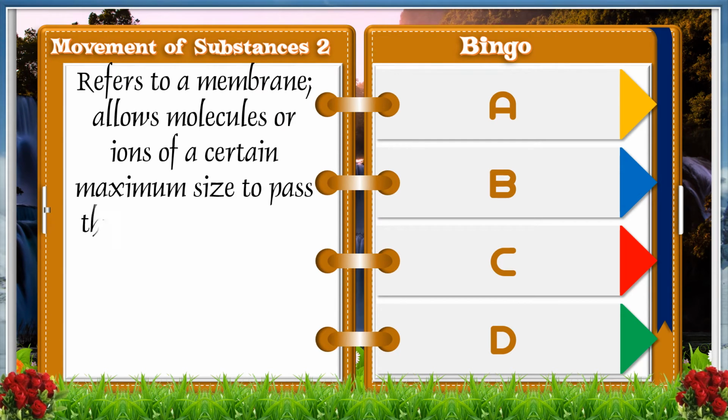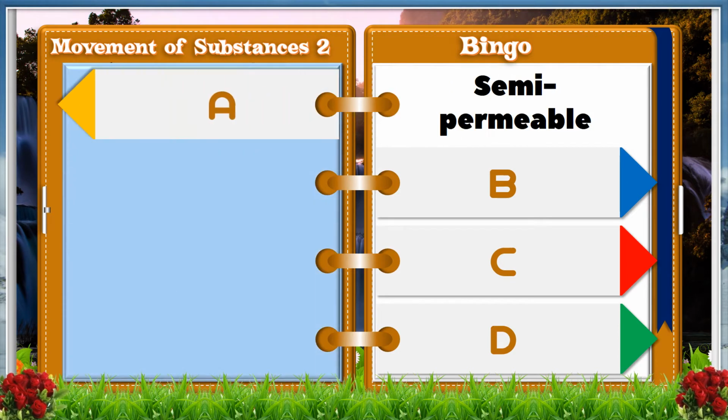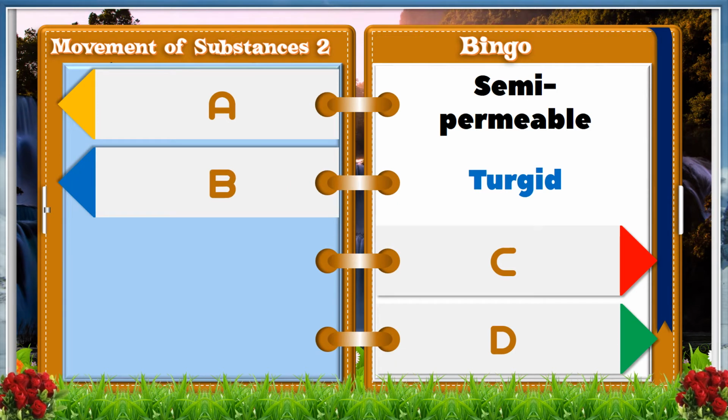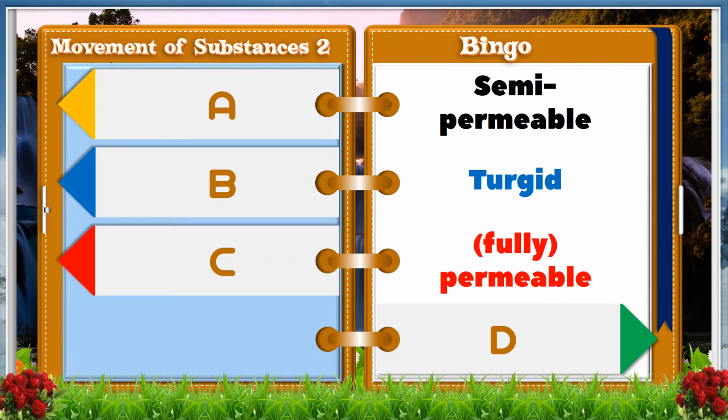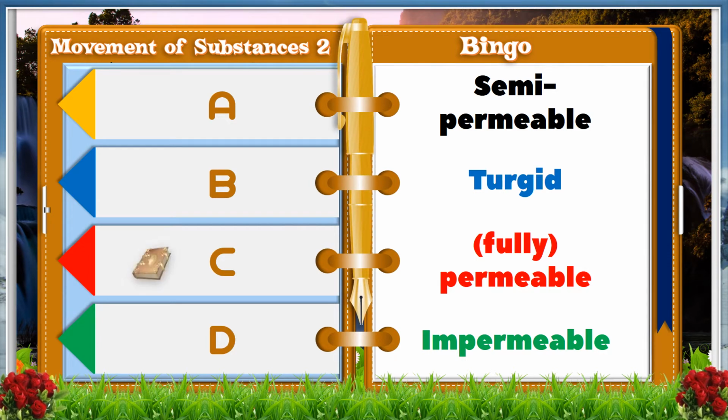Refers to a membrane, allows molecules or ions of a certain maximum size to pass through. The cell wall allows all molecules and ions to pass through irrespective of size. A. Semi-permeable. B. Tagged. C. Fully permeable. D. Impermeable. And the answer is C. Fully permeable.